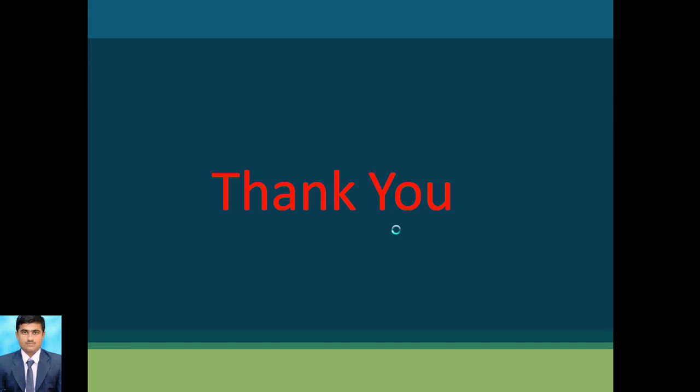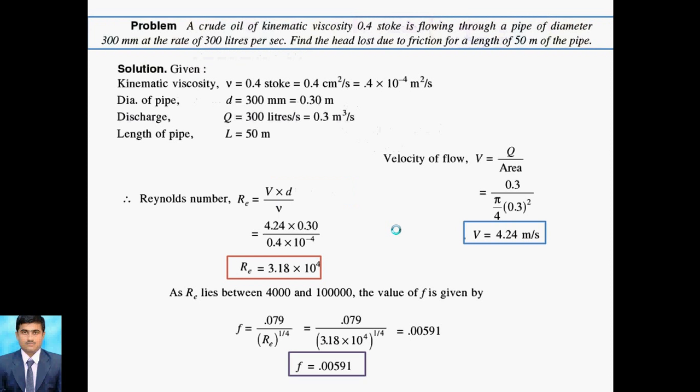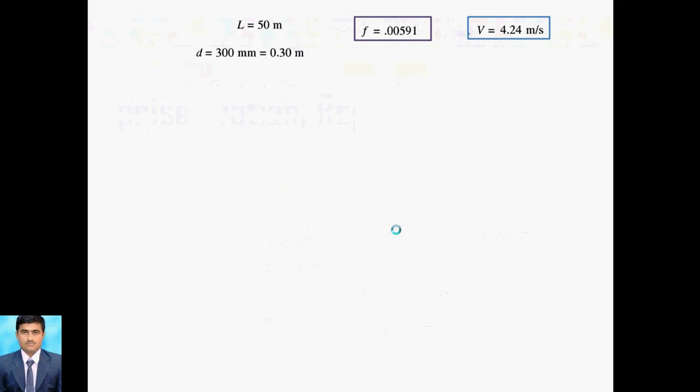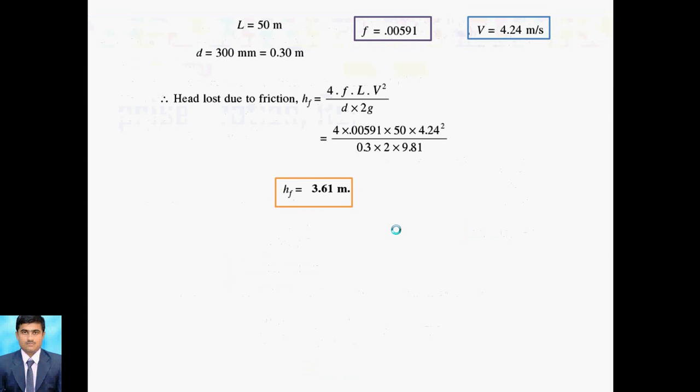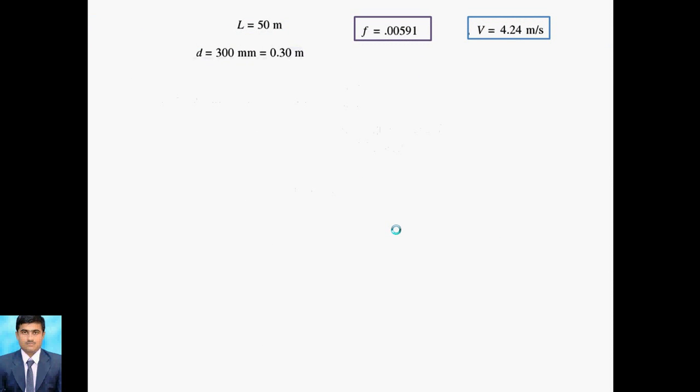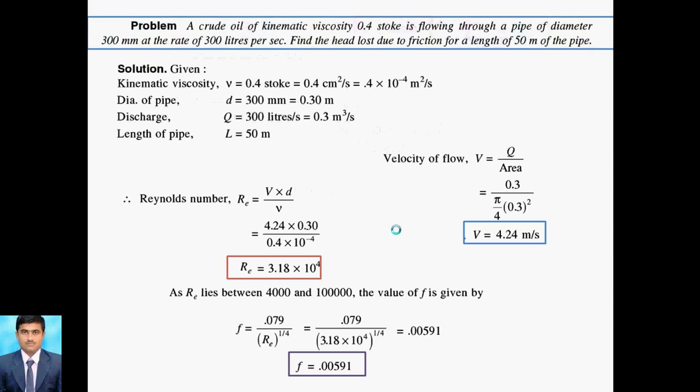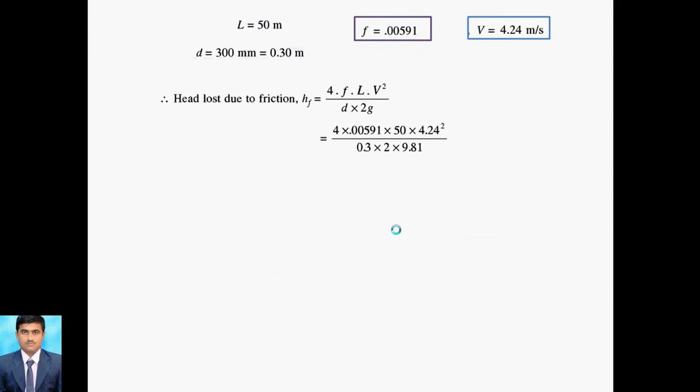Similarly we go for other problems. This is only about the head loss due to friction. Either we go for the Darcy formula or Chezy's formula, but here Chezy's C is not given, so we can identify that this is to be solved using the Darcy formula, that is hf is equal to 4flV²/2gD.